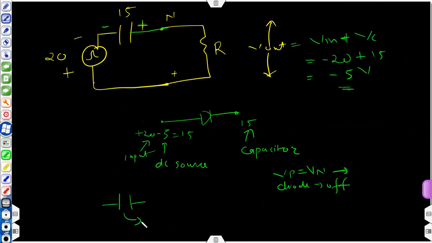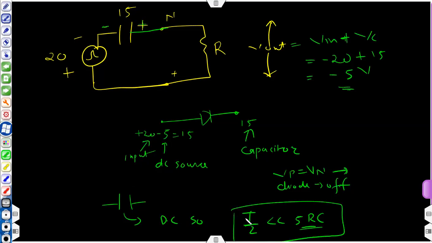हम उसको डिस्चार्ज होने नहीं देंगे बिकॉज वी आर इंश्योरिंग दिस कंडीशन, 5 RC। ये कंडीशन हम इंश्योर कर रहे हैं। तो हर क्वेश्चन में बार बार ये लिखने की जरूरत नहीं है कि T/2 इज लेस देन 5 RC सो इट विल नॉट गेट डिस्चार्ज। ठीक है। And we have one more student, Vansh.